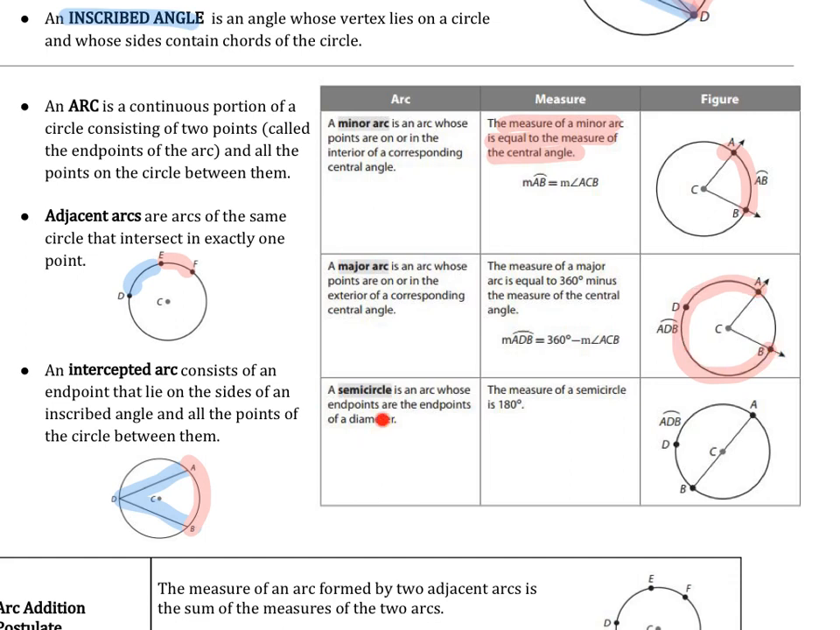And last, we have a semicircle, which is an arc that is exactly 180 degrees, so it's half of a circle, and its endpoints will always be on a diameter. And you can tell, again, this is a diameter because it goes through the center, and both A and B are on your circle.